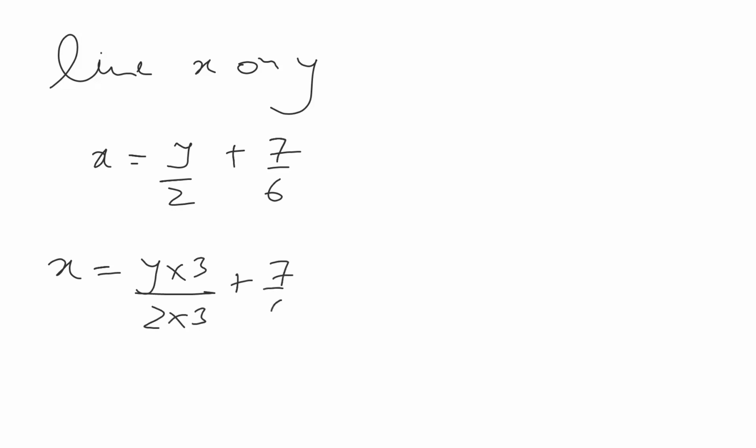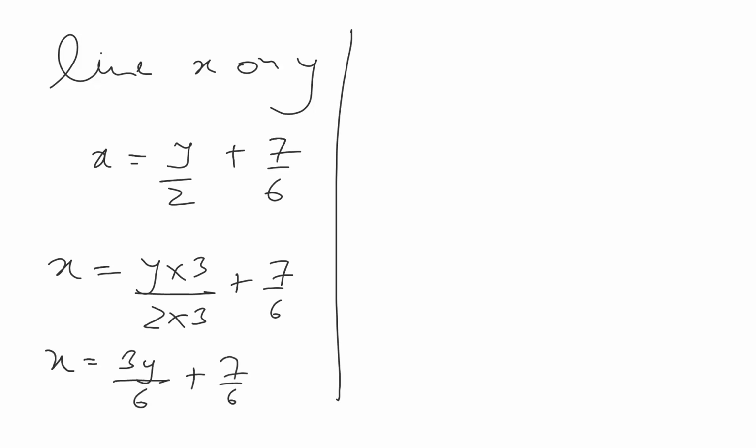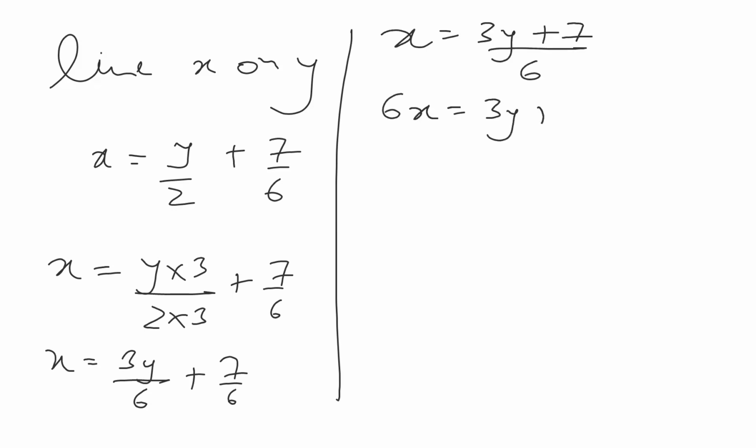We are making a common denominator over here. So x is equal to 3y upon 6 plus 7 upon 6. So x is equal to 3y plus 7 upon 6. 6x is equal to 3y plus 7. Therefore 6x minus 3y is equal to 7.